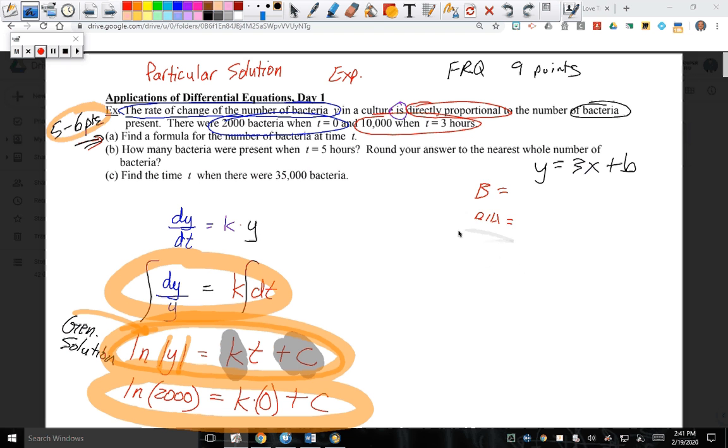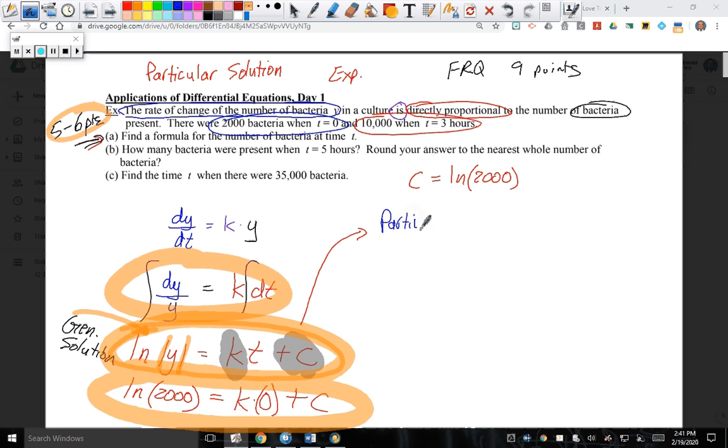We now plugged it in, and the reason why we plugged it in is so that we could find the value of c. You guys tell me, what's c equal? Yeah, natural log of 2,000. So c is equal to the natural log of 2,000. So what I'm going to do is make this general solution, and you'll put this in your presentations here in just a bit, into a particular solution.